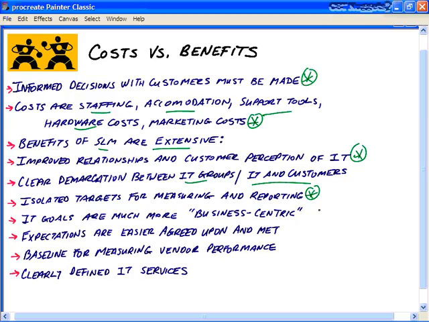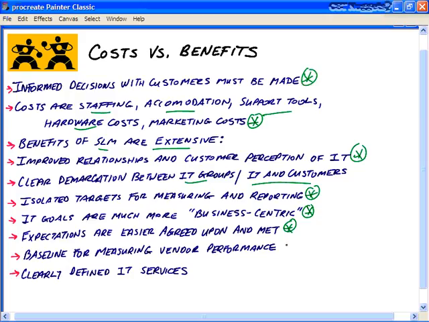It also allows you to make IT goals that are much more business-centric, which is a huge challenge today. Many times IT is wrapped up in the technology. They want newer, they want faster, they want more features. But the bottom line is, how does it meet the needs of business? And that's really the goal of service level management, to kind of be that liaison, that common ground between IT and the business itself. SLM can help facilitate expectations, making sure that everything's agreed upon and that expectations are met.